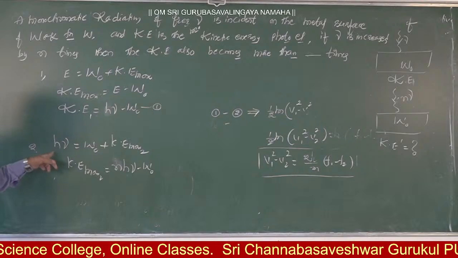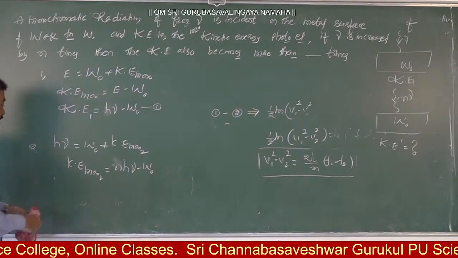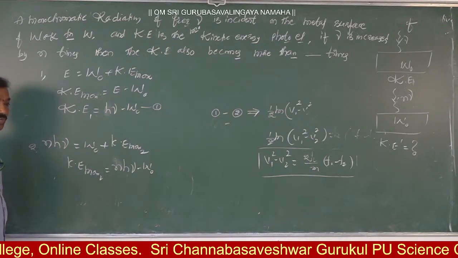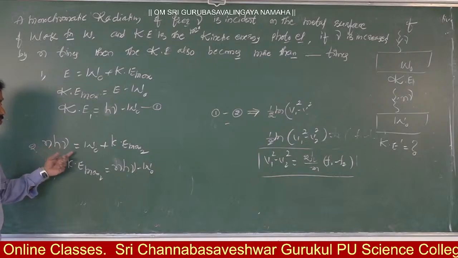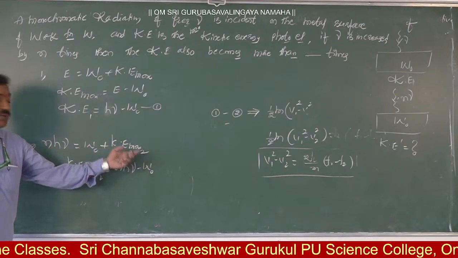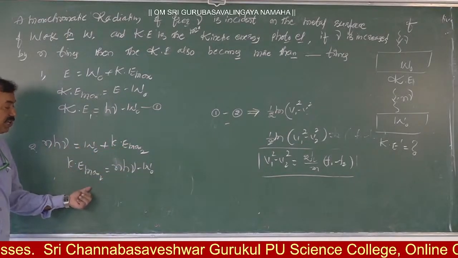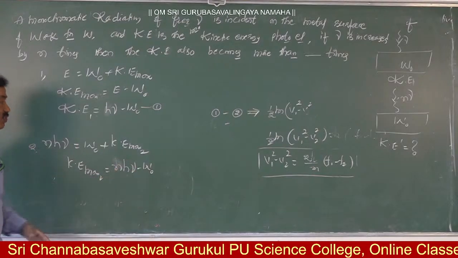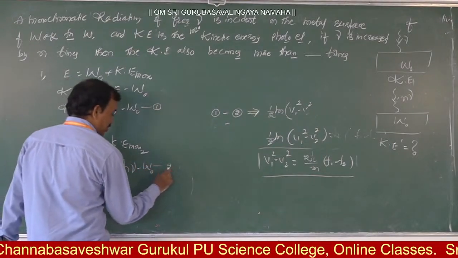So here n is not there, so this is equation 1, and this is equal to n into h nu, the second case. So n into h nu is equal to W naught plus Ke maximum 2, or Ke maximum 2 is equal to n into h nu minus W naught. So this is equation 2.